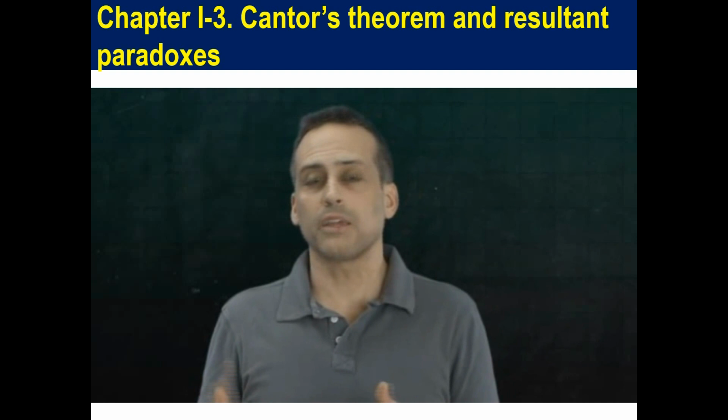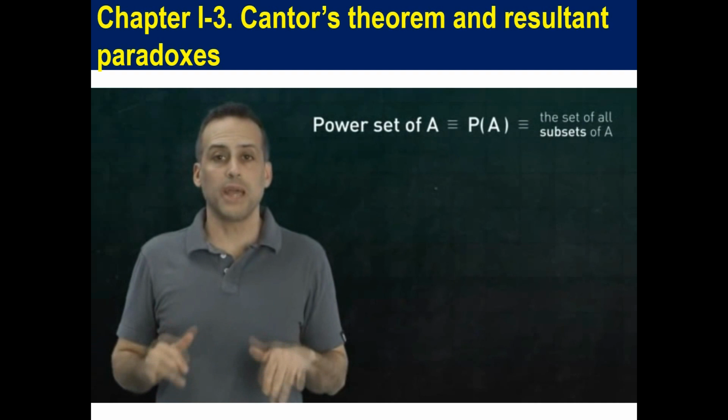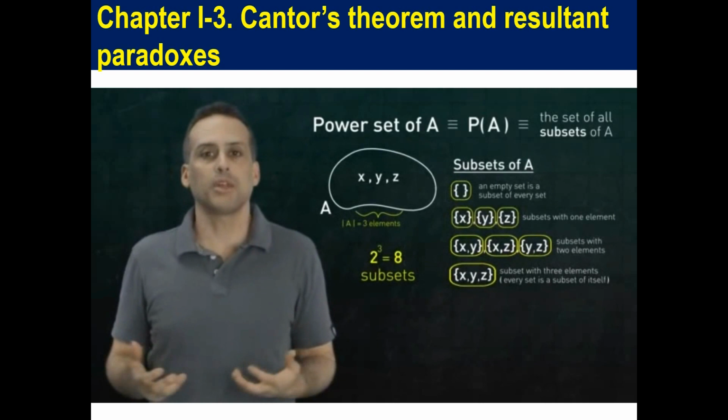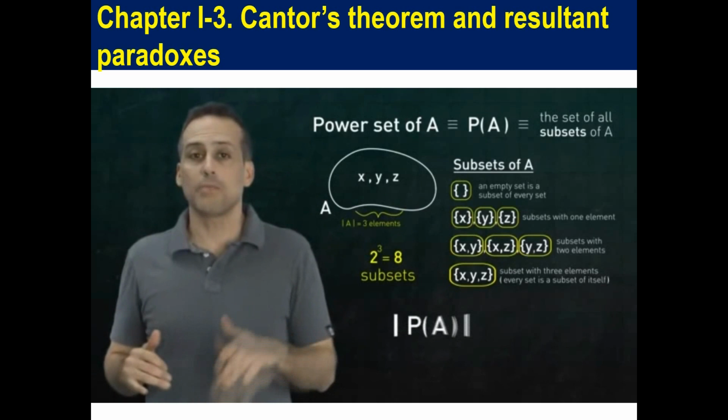The power set of A, which I'll denote P of A, is the set of all subsets of A, including A itself. So for example, if A is a set that has three elements called X, Y, and Z, then its power set will consist of the following 2^3, or 8, subsets of A. Now if you play with a couple of more examples like this, and if you take cardinality of finite sets just to mean quantity in the ordinary sense of the word, it becomes pretty clear that the cardinality of the power set is just 2^ of the cardinality of the original set.